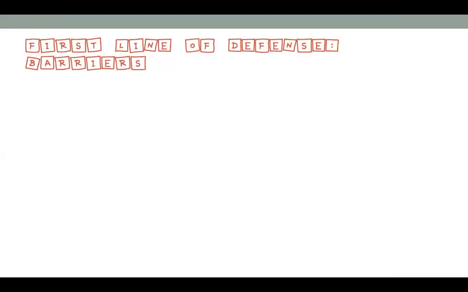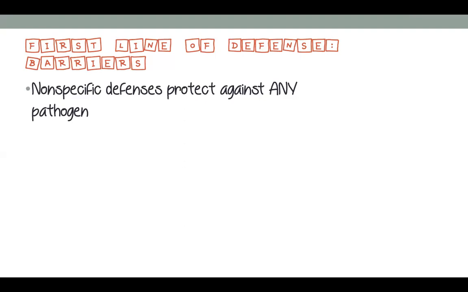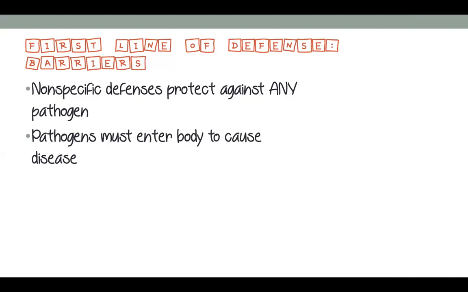So your first line of defense for any disease is a physical barrier. The rule is if a pathogen can't get into your body, it cannot cause disease. So a non-specific defense, like I said, means it doesn't care what the pathogen is. It's going to protect you against anything that does not belong in your body.